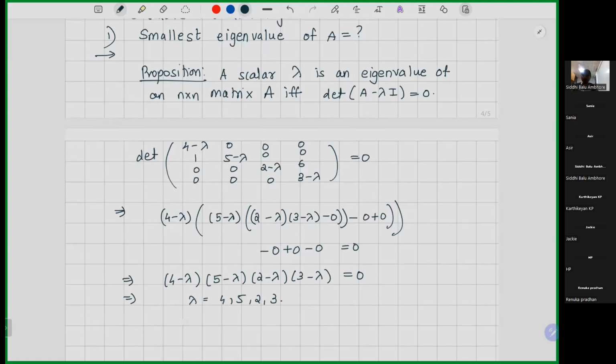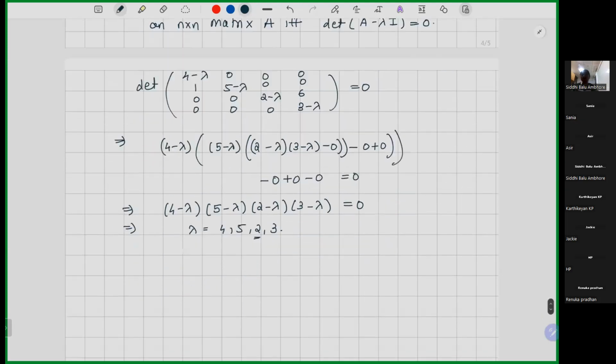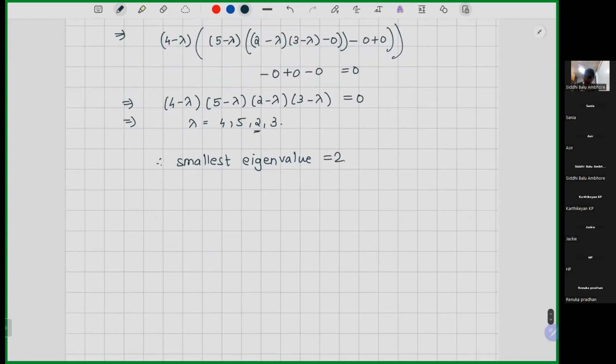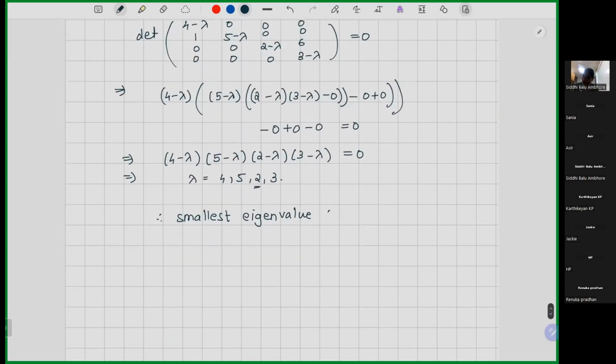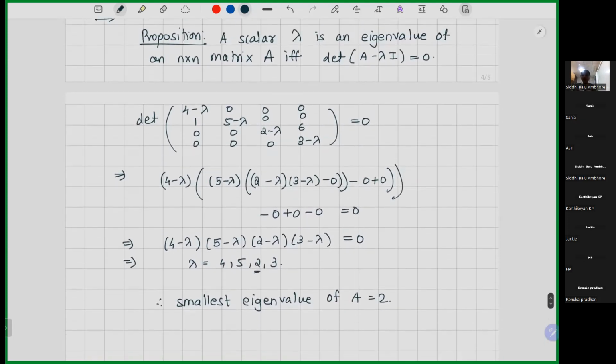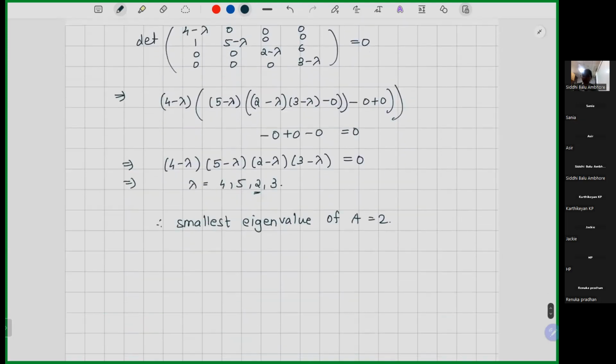Okay, so the smallest eigenvalue in that case will be 2. 2 is the smallest eigenvalue here. So the smallest eigenvalue of A is equal to 2. Any doubts here? I'm just using this proposition, and I got these 4 values of lambda, and for the smallest one they had asked, the answer is 2.